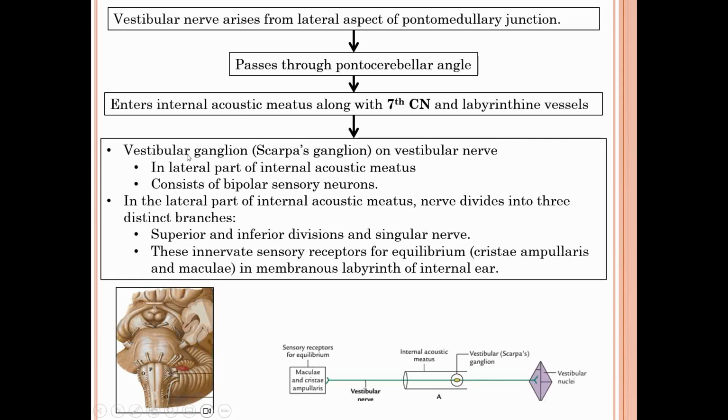Now there is the vestibular ganglion, which is also known as Scarpa ganglion, present on the vestibular nerve in the lateral part of the internal acoustic meatus, and it consists of bipolar sensory neurons. In the lateral part of the internal acoustic meatus, the nerve is divided into three branches: superior and inferior divisions and the singular nerve. These innervate the sensory receptors for equilibrium, that is crista ampullaris and macula, in the membranous labyrinth of the internal ear.